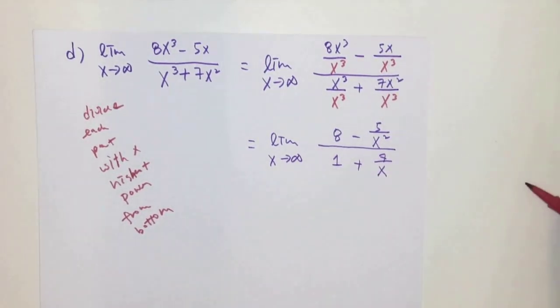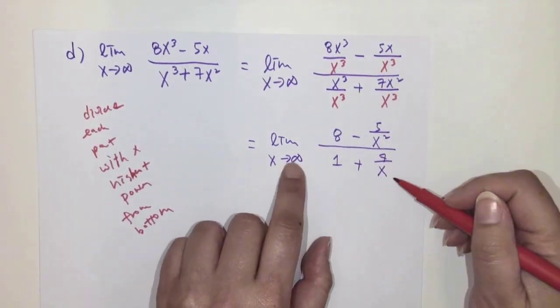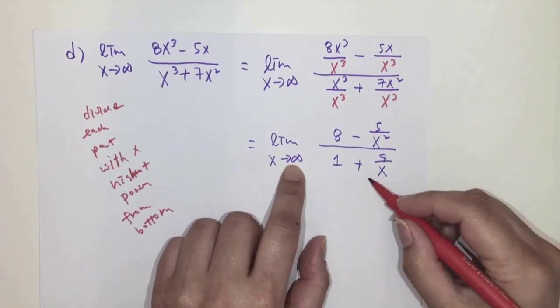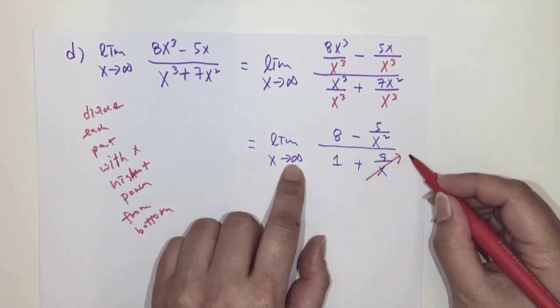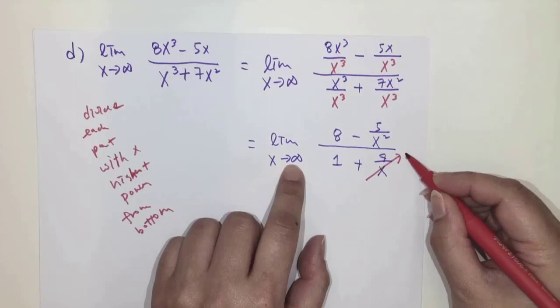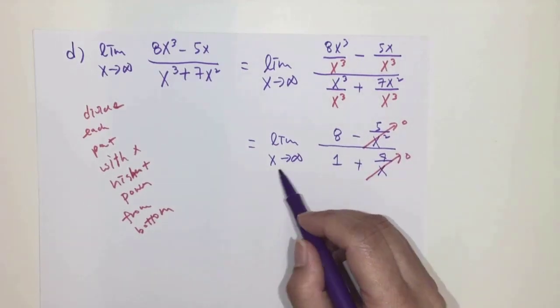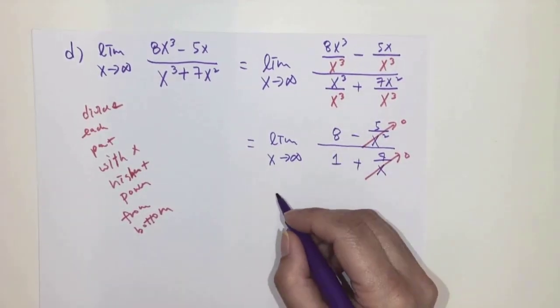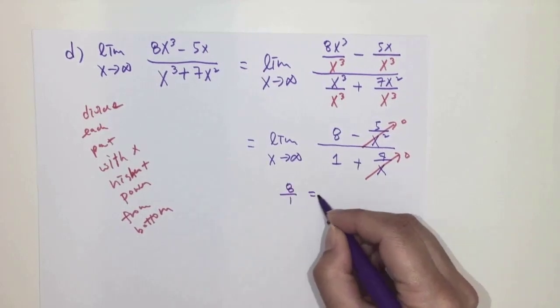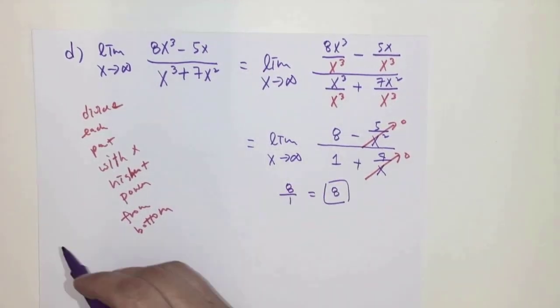So anything with x in the denominator, because you're going to plug in infinity, is going to be such a small number that it becomes 0. So you will end up with 8 over 1. When you end up with 8 over 1, there's no x to plug in anymore, right? So it's going to be just 8 over 1, which is just 8, right? So that would be your answer.